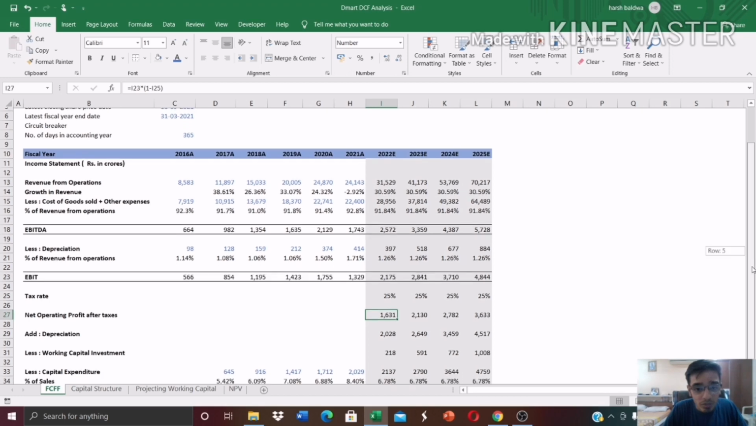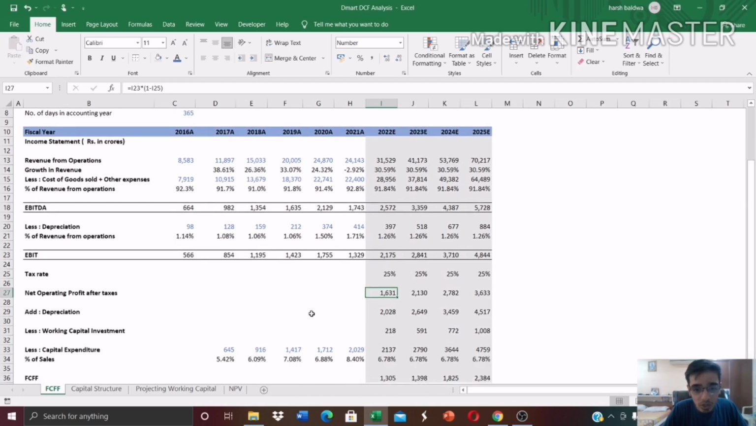And then we have to add back the depreciation. As we are calculating free cash flow, the formula is net operating profit after taxes plus depreciation less the working capital investment and less the capital expenditure. So once you add back the depreciation, you have to subtract the working capital investment.